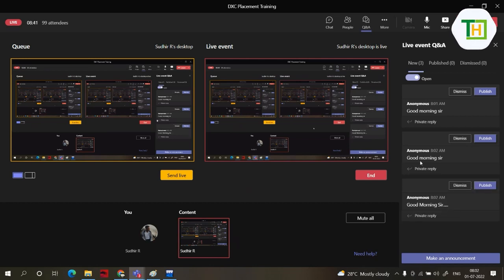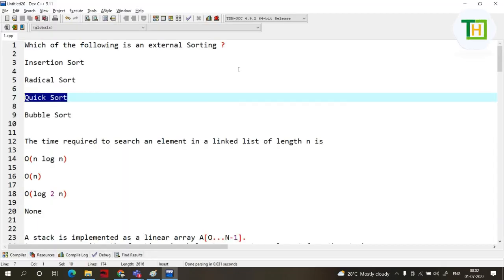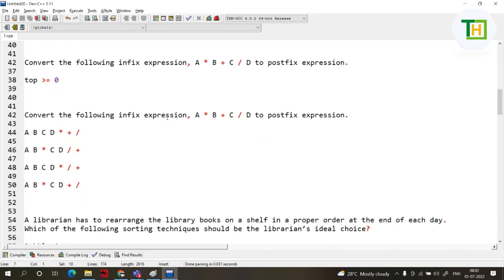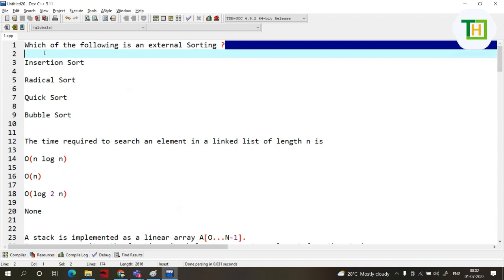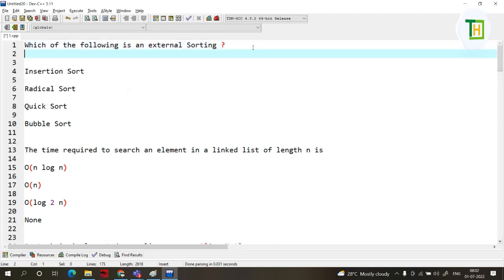Going into the MCQs here, most of the questions are from data structures. And first, which of the following is an external sorting here? External sorting means it is going to be working on very large data sets.